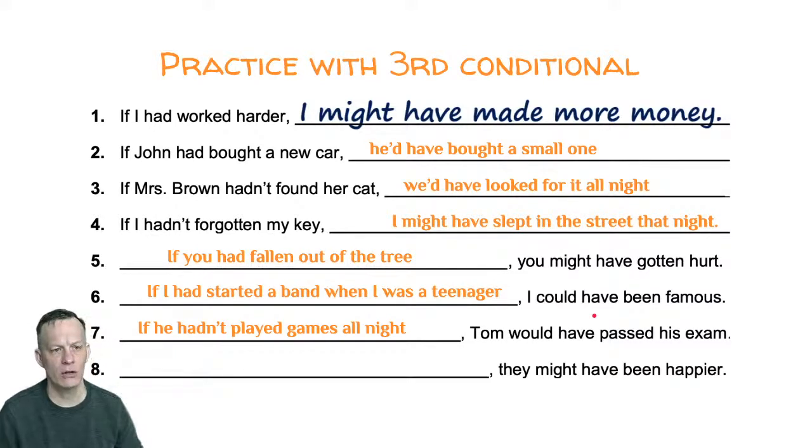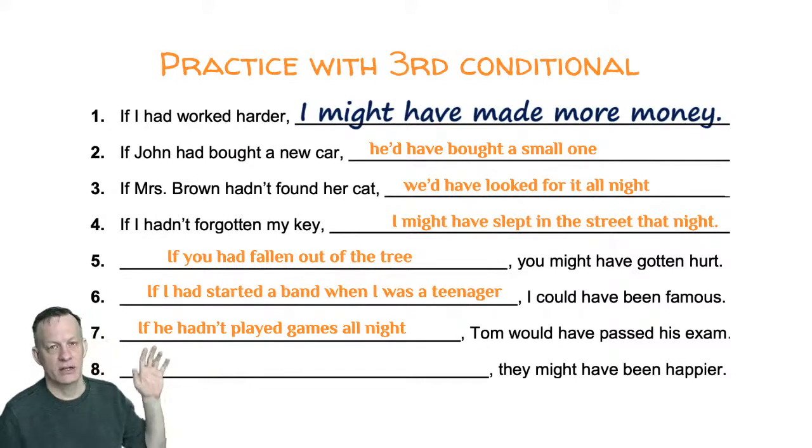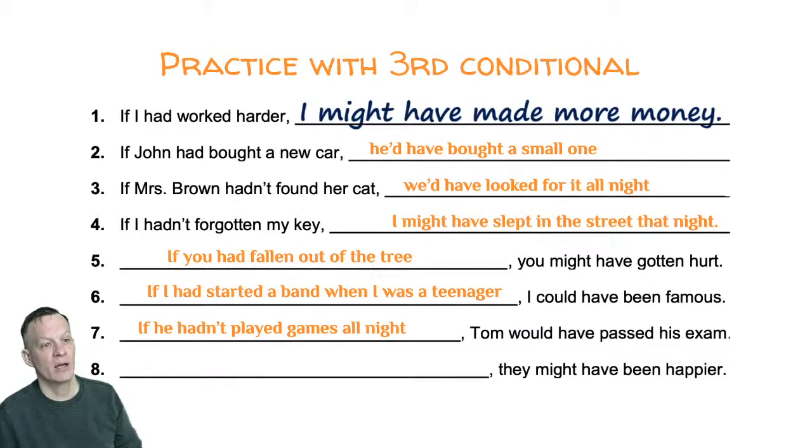Okay, so these are all in the past. He did play games and he didn't pass his exam. So we are talking about the past, right? This is very important because later you are going to see the interaction between the present, the past, and the future in the mixed conditionals. So in the second conditional, it's a hypothetical present situation, and this is a past situation or a past regret.